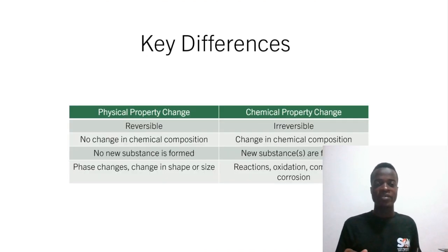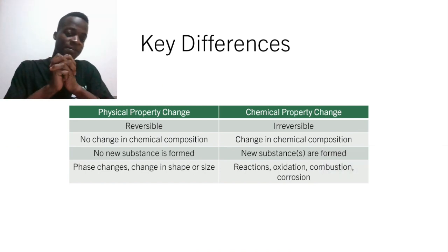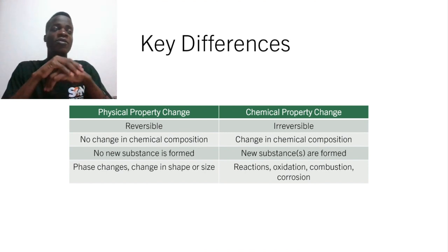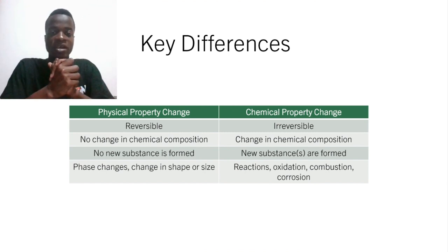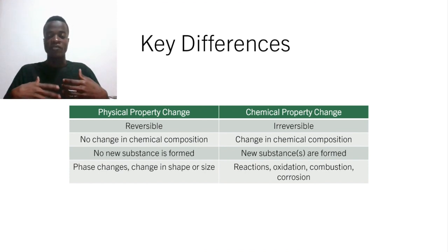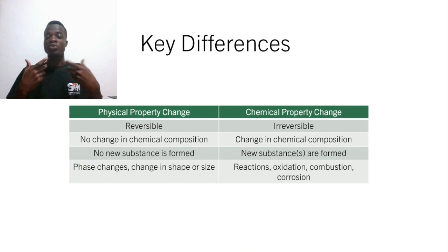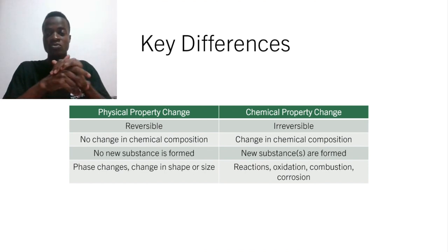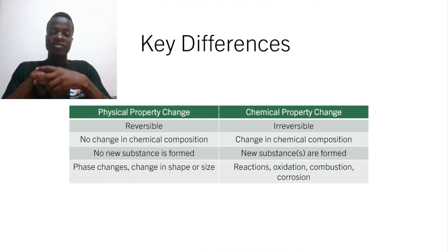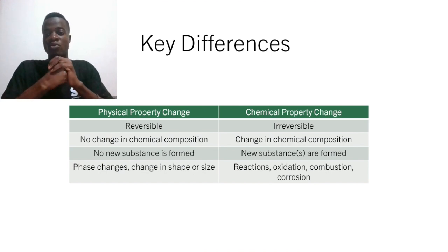Yeah, let's summarize everything. So we have physical property change and chemical property change, and you have to know that when something undergoes a physical property change, it is reversible, meaning that when you make a change through a physical process to get a deformed substance, you can do the reverse and go back to the original substance. Physical property change does that. Chemical property change is irreversible. You cannot go back after the change. If it undergoes a chemical process, you cannot exactly go back after the change.